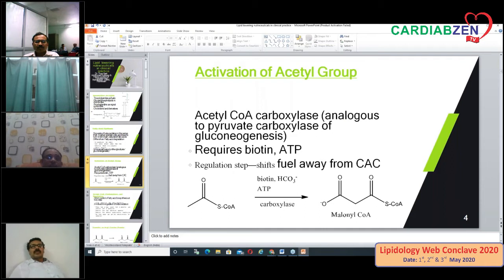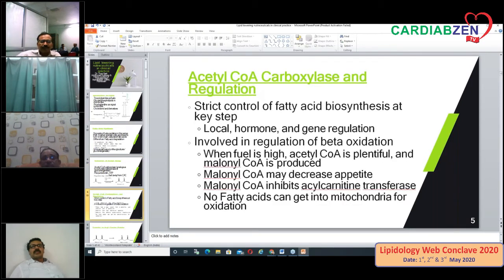Acetyl coenzyme A carboxylase requires ATP for the synthesis of these molecules. Now, coming to acetyl coenzyme A carboxylase and its regulation, there is a strict control of fatty acid biosynthesis at the key step, through local, hormonal and gene regulation. This is involved in regulation of beta oxidation. When fuel is high, acyl coenzyme A is plentiful, and malonyl coenzyme A is produced basically.